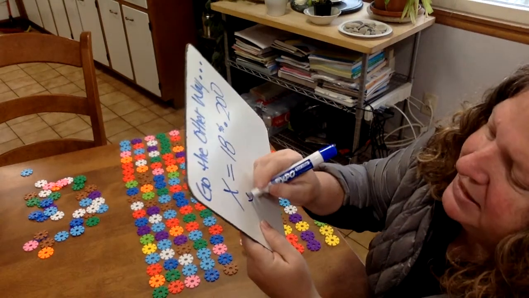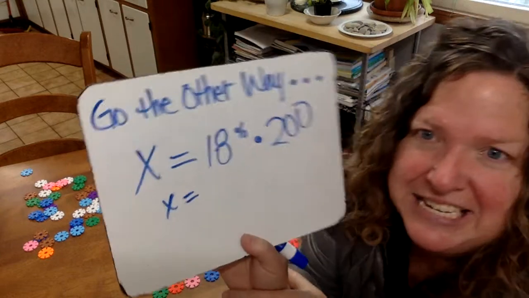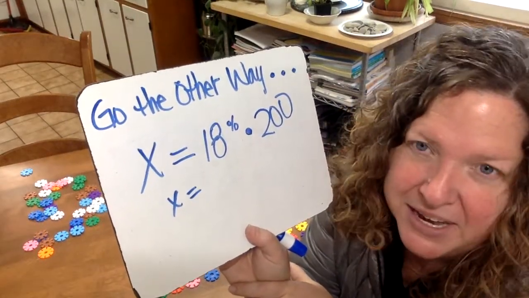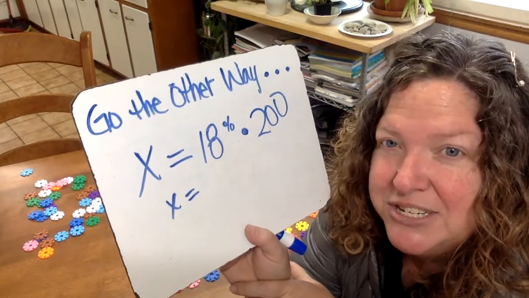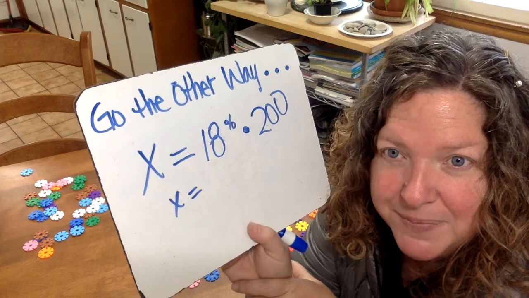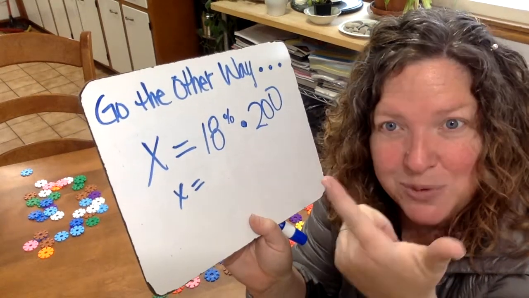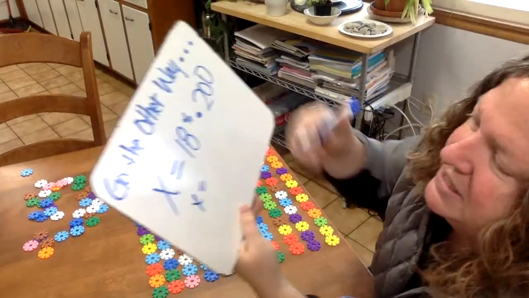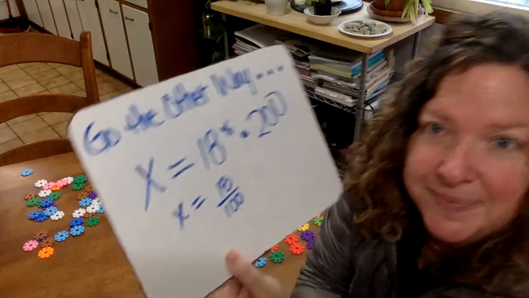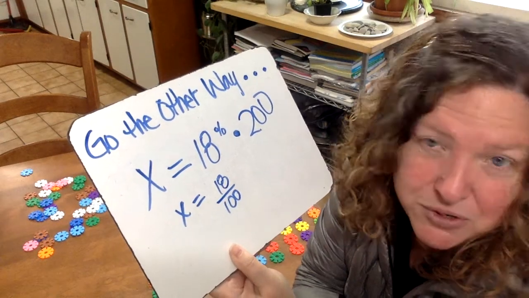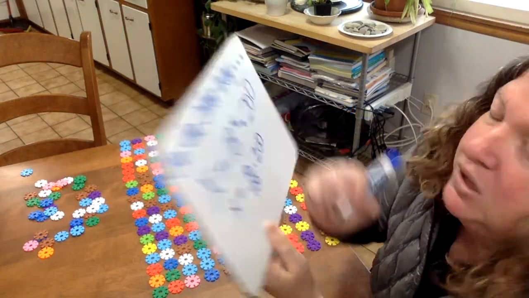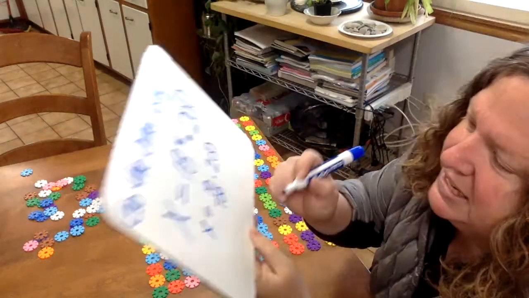So let's keep the x. Now, 18%. In order to multiply that, we don't know how to multiply 18%, but we could change it into two different things we do know how to multiply. What do we know how to multiply? Decimals or fractions, either one. So you can say it's 18 100ths. 18% is 18 out of 100. You could change it to a fraction times 200. You could also change it to a decimal.